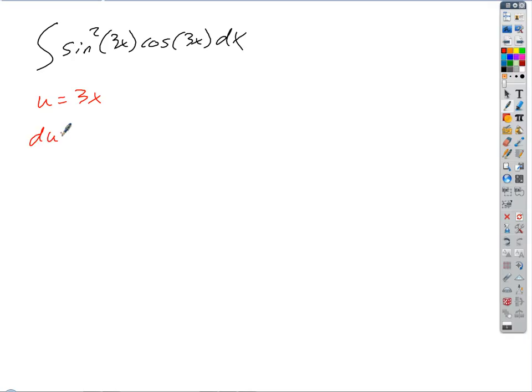Okay, try one more. How about this? What if we've got... okay, suggestions. What's our u? 3x. Okay, let's try u equals 3x. So what's du then? 3dx. Okay, so applying those substitutions, we get the integral of sine squared u.